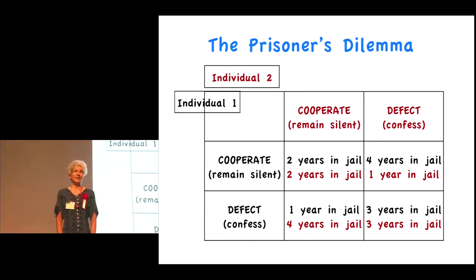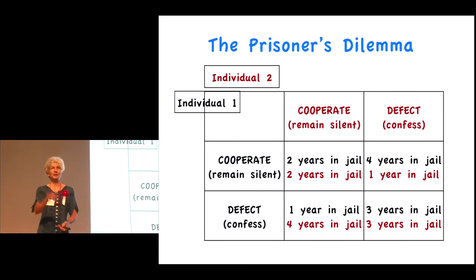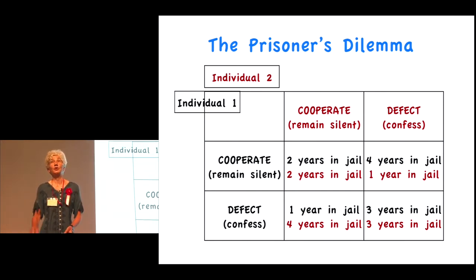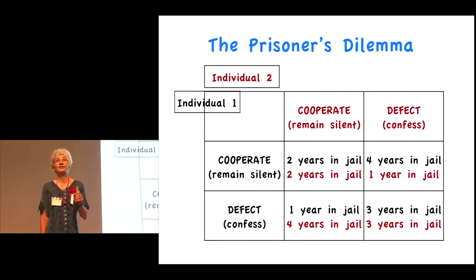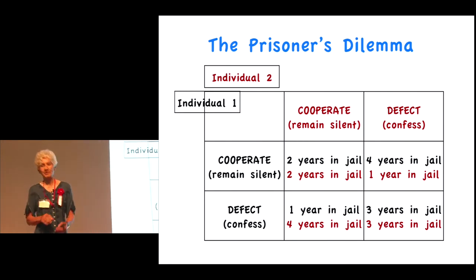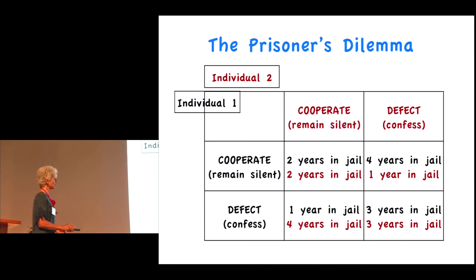Why is it a dilemma? Well, you are clever people. So you will make the same reasoning as I did. So you will have chosen to defect. So then you choose to defect, I choose to defect. We both get 3 years in jail.